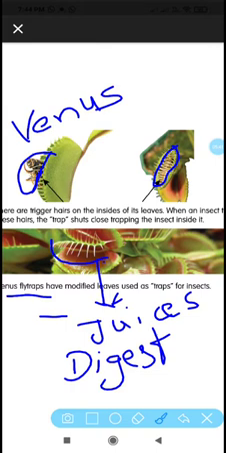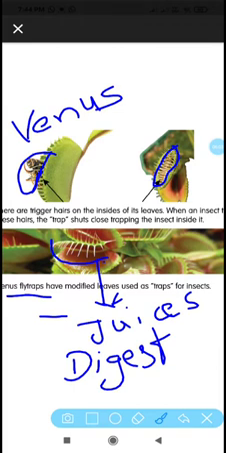So Venus flytrap is one of the insectivorous plants. Because of its digestive juices, it is able to digest insects and other small animals. And you can think about one more thing: do they depend only on insects and animals? Not at all.